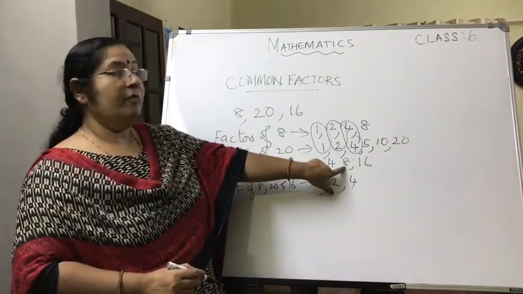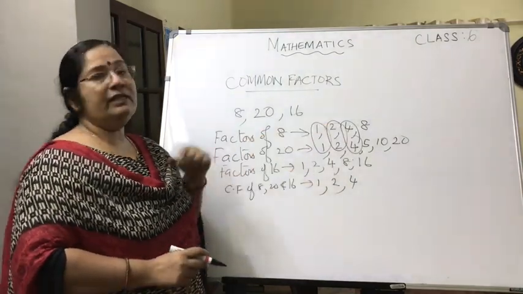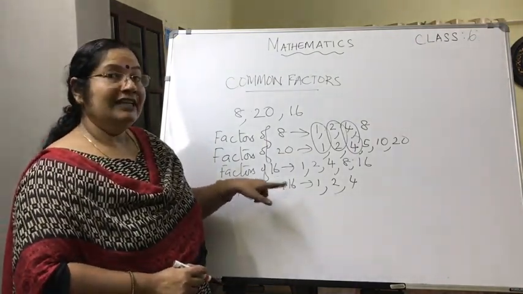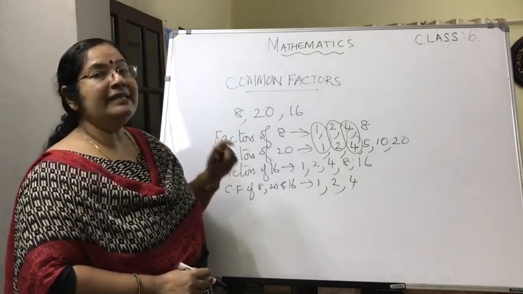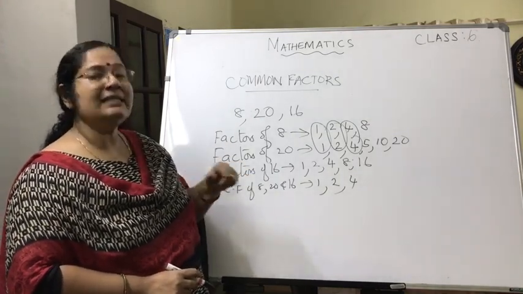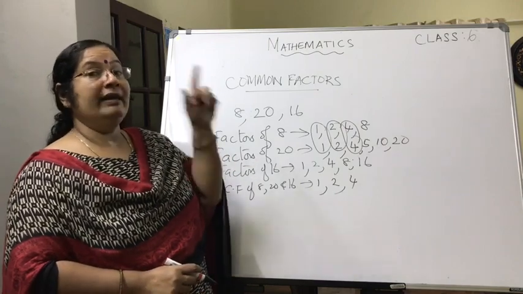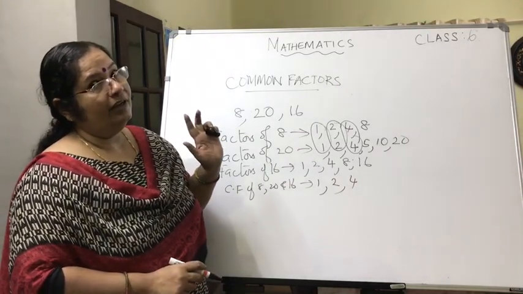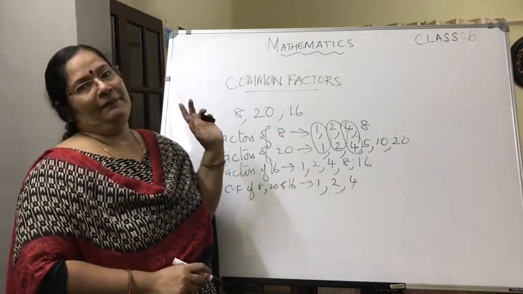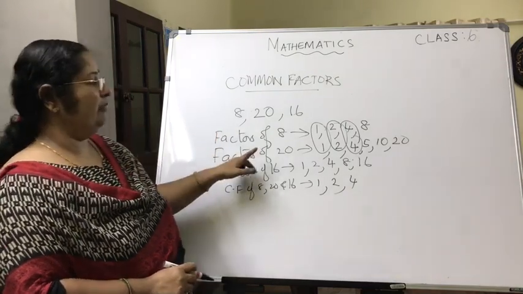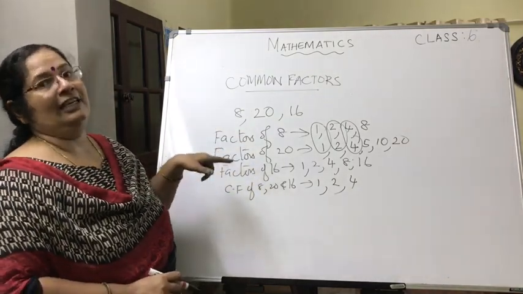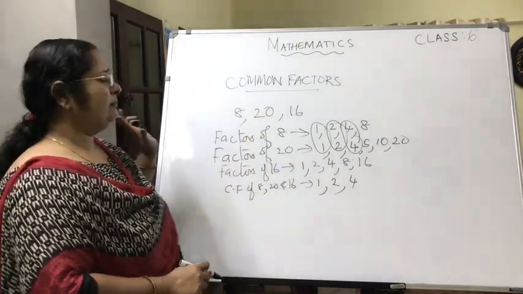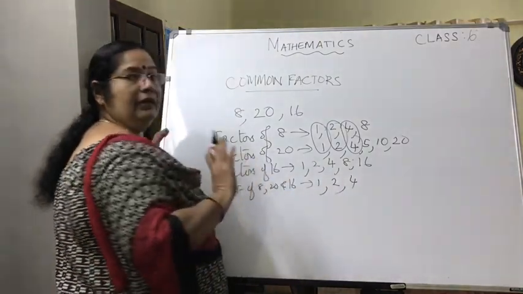Now 8 is common for two of them. So can we take that here? No. Why? Because you are asked to find the common factors of 3 numbers, so you will be taking only those numbers which are common for all the 3. Here 8 is common for 8 and 16, but 8 is not a factor of 20. So that cannot be taken as a common factor for 8, 20 and 16, all the 3 taken together. So hope you have understood how to find the common factors. So 1, 2 and 4 are the common factors.